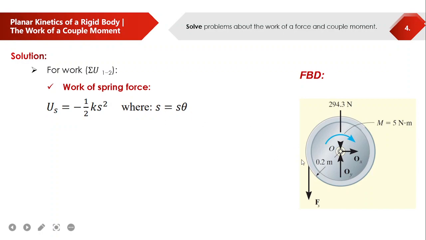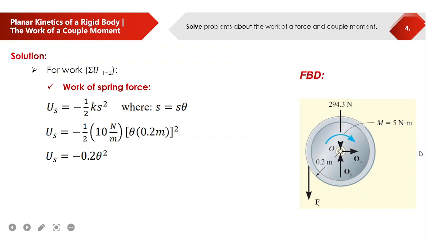So para makuha natin yung length na na-displace niya initially hanggang sa final na yung angular velocity mo is 2 rad per second, you are going to use the arc length formula, S equals r theta. Okay, which is your r is the radius of the disk, we have your 0.2 meters. So, that will be U sub S is equal to -1/2 of 10 newton per meter, this is your spring constant, times 0.2 meters squared theta squared, kasi nga ito yung radius mo, no? So have your U sub S is equals to -0.2 theta squared.